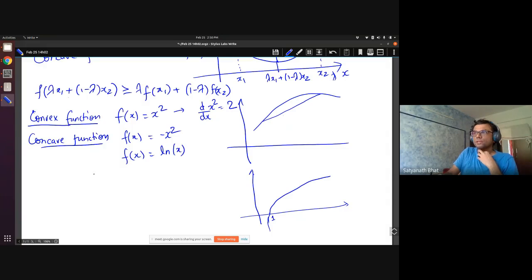So let us do that. d by dx squared of ln x is d by dx of 1 over x. It is minus 1 over x squared. So it is negative. So this is a concave function. So this is ln x.